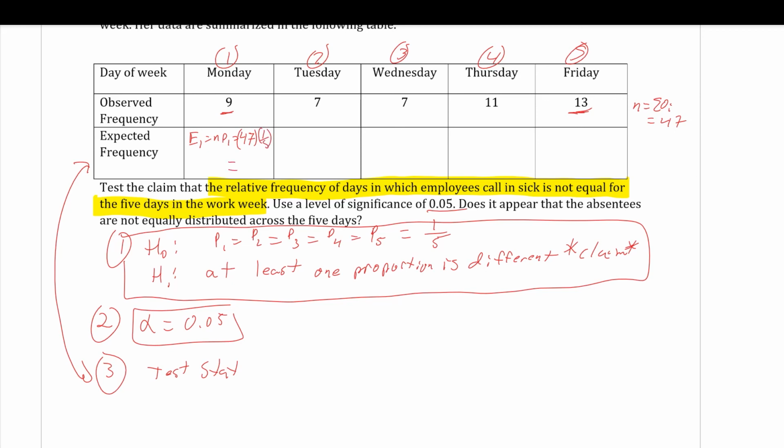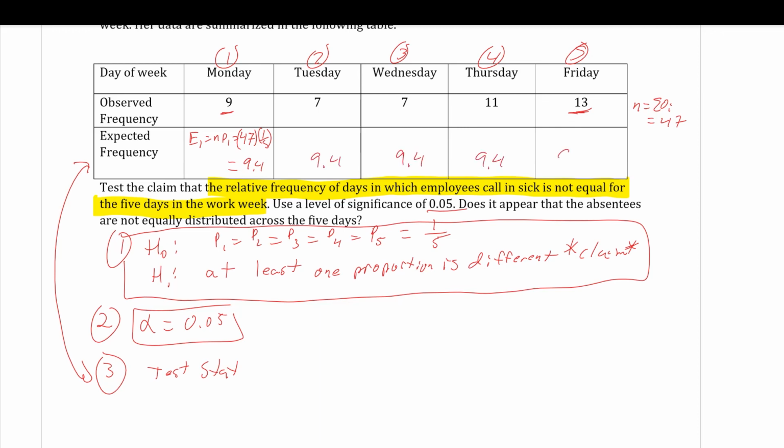Okay. 47 times 1/5, or 47 divided by 5. If I calculate that, I get something like 9.4. And since this calculation is going to be the exact same n and p for each day, it's going to be 9.4 all across the board.